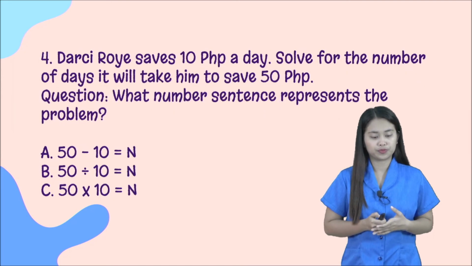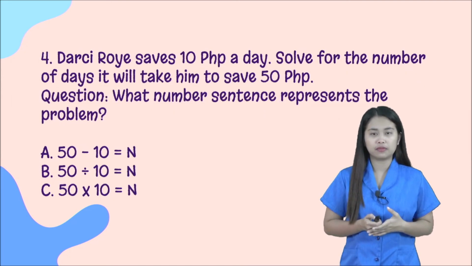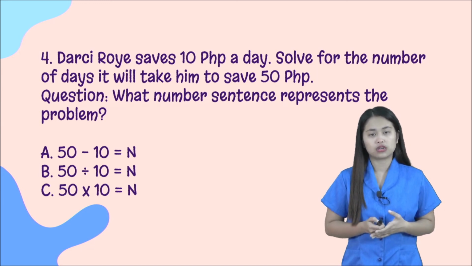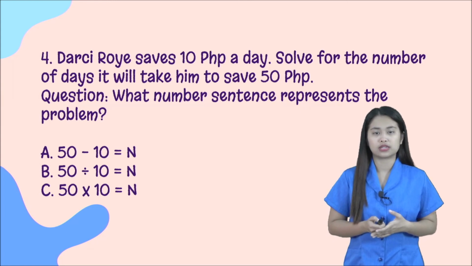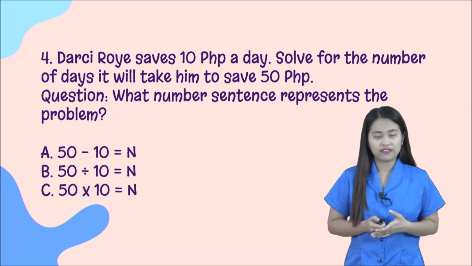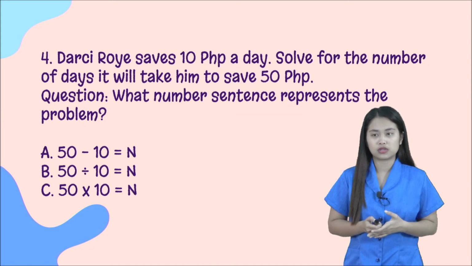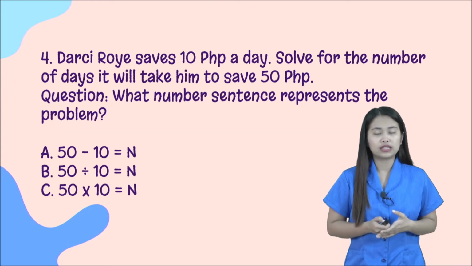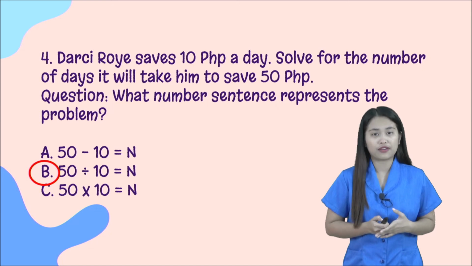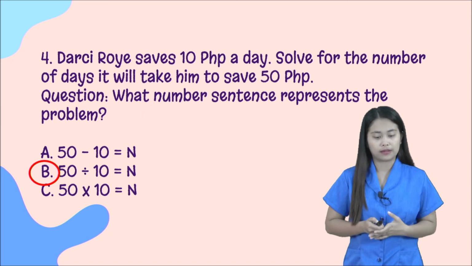Number 4. Darcy Roy saves 10 pesos a day. Solve for the number of days it will take him to save 50 pesos. The question is, what number sentence represents the problem? So is it A, 5 minus 10 equals n, B, 50 divided by 10 is equals to n, or letter C, 50 times 10 is equals to 10? It is 50 divided by 10 is equals to 10.